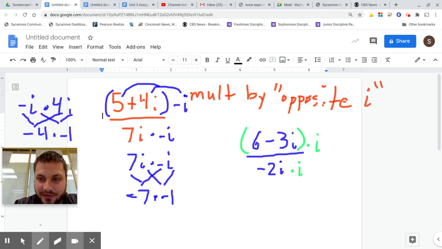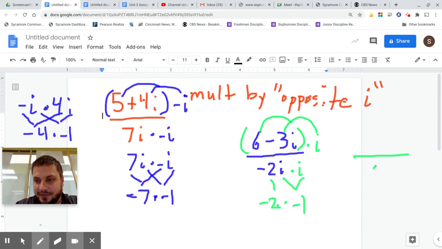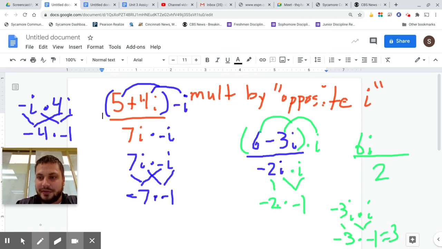I need my parentheses up here so I remember to distribute. Negative 2i times i. I've got my negative 2. i times i is negative 1. Negative 2 times negative 1 is positive 2. I've accomplished my goal on the bottom. i times 6 is 6i. Negative 3i times i. Negative 3 has nothing to be combined with, so it stays negative 3. i times i is negative 1, so that's a positive 3. So that's plus 3, and that would be done.